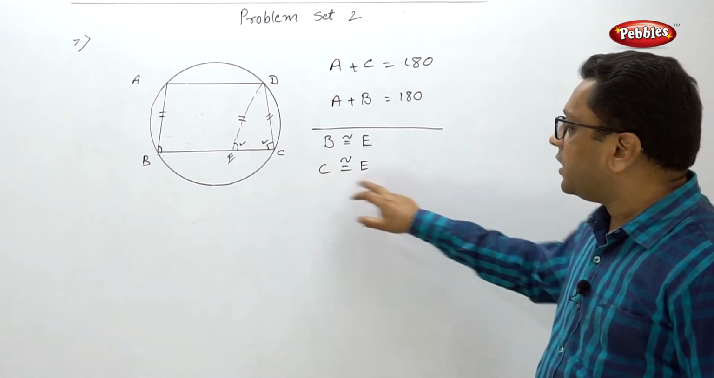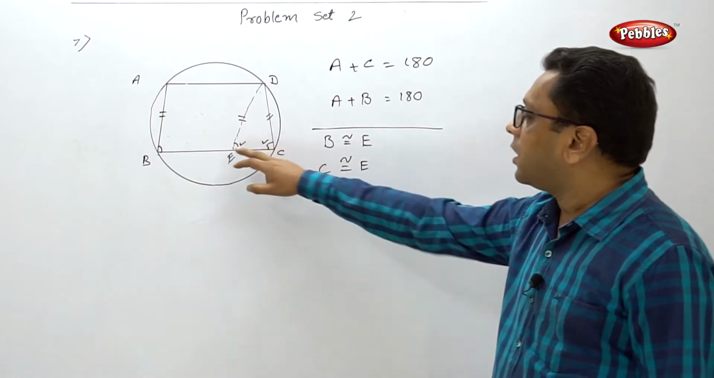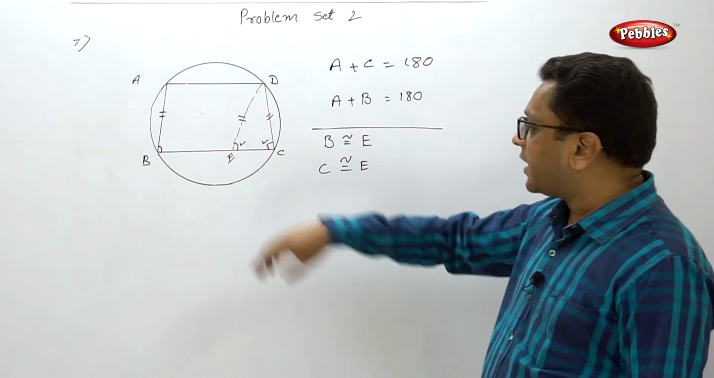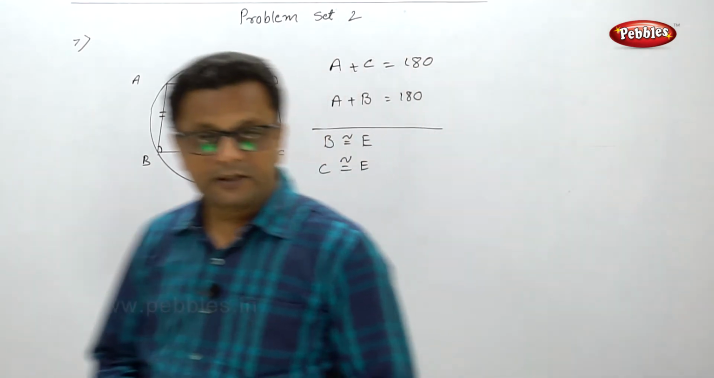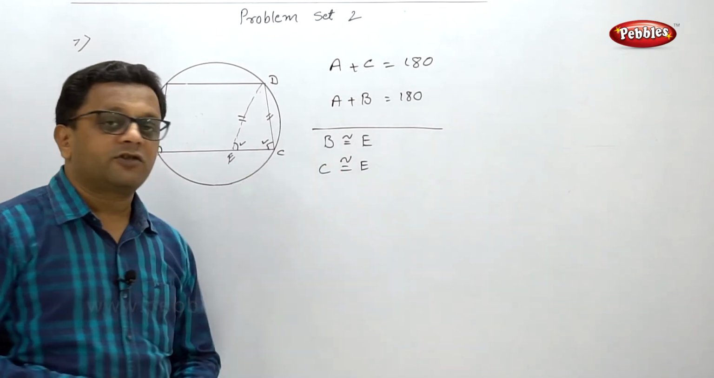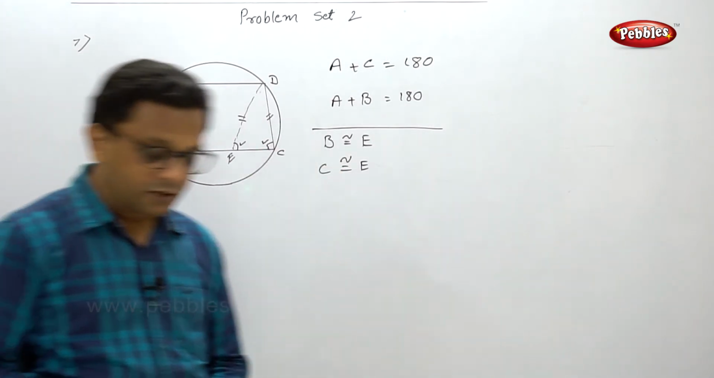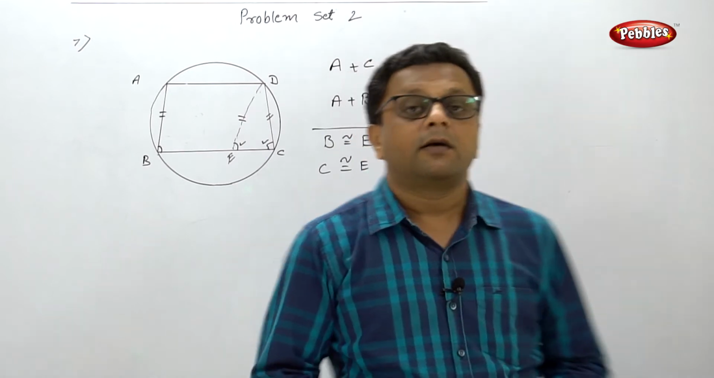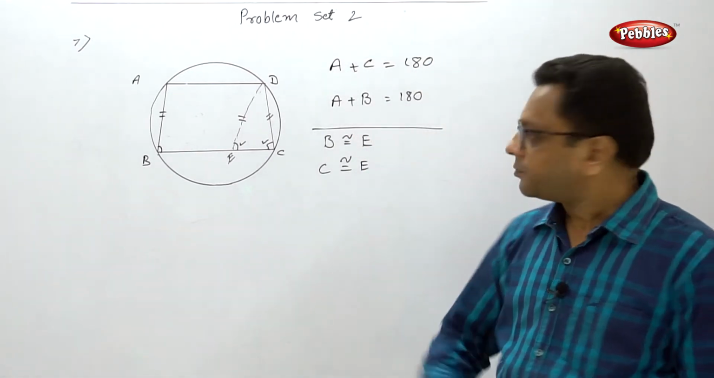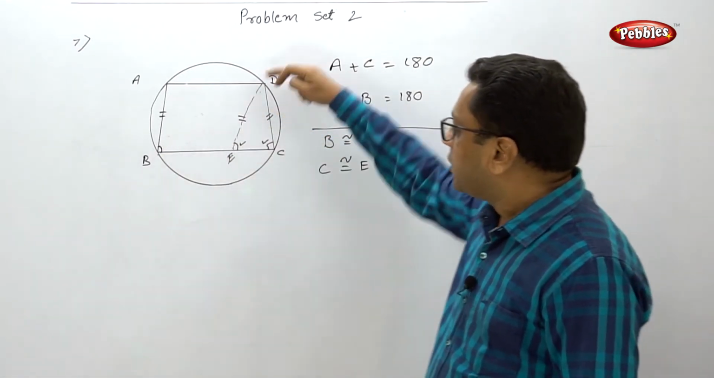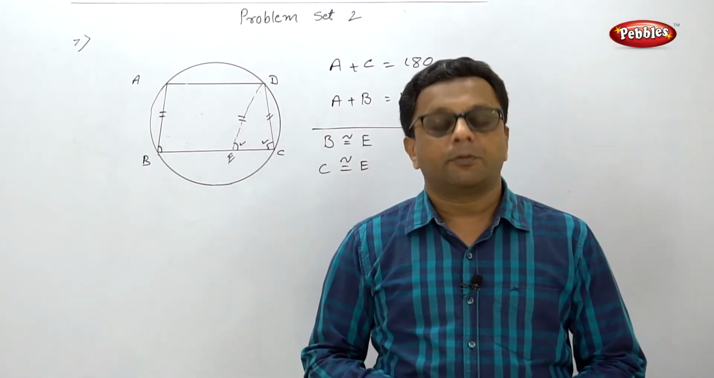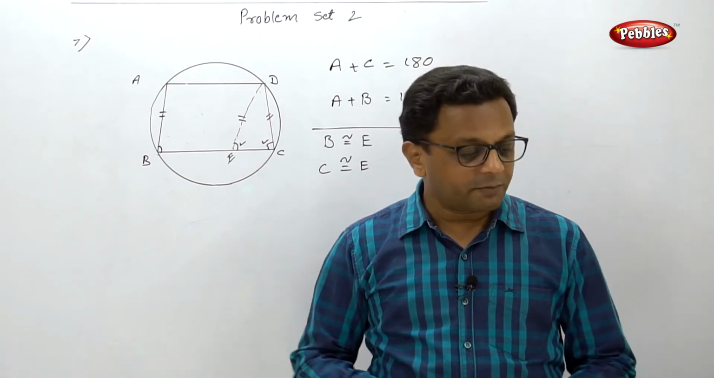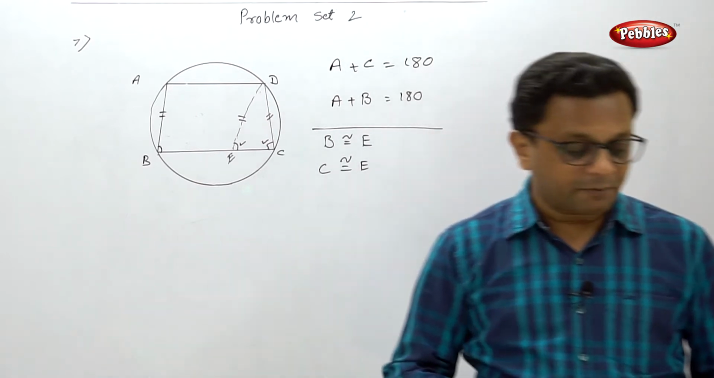So now C and E, these two angles are congruent, which are the base angles of triangle DEC. And hence this is nothing but an isosceles triangle. So the opposite sides of congruent angles are congruent, and hence AB is congruent to DC, and hence both the points are proved. Simple example. Let us go to the next example.